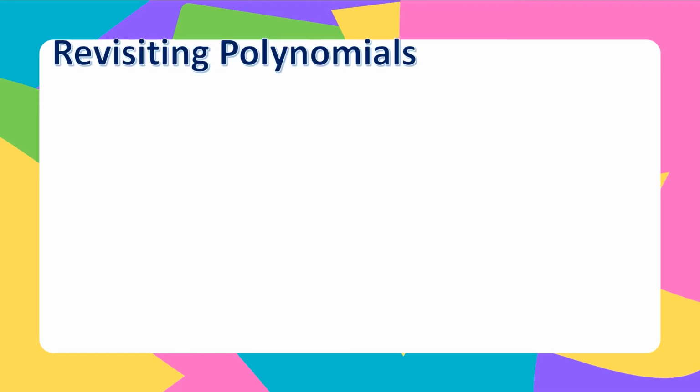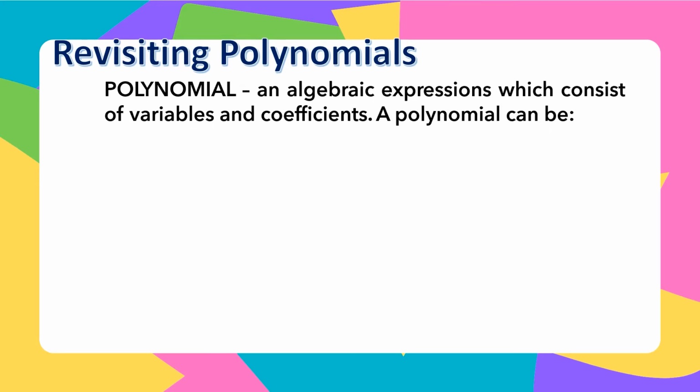To further understand rational algebraic expressions, let us first revisit polynomials. When we say polynomial, this is an algebraic expression which consists of variables and coefficients. A polynomial can be a monomial, or a polynomial with one term. Examples of this are 2y and 1.